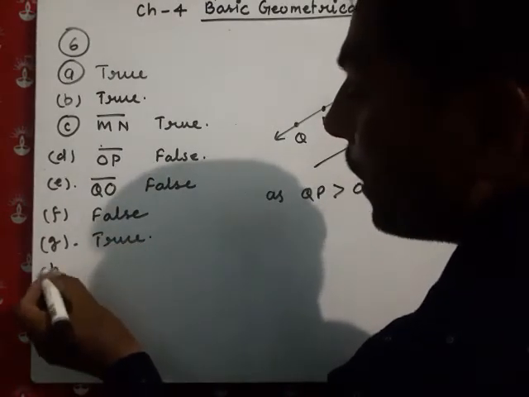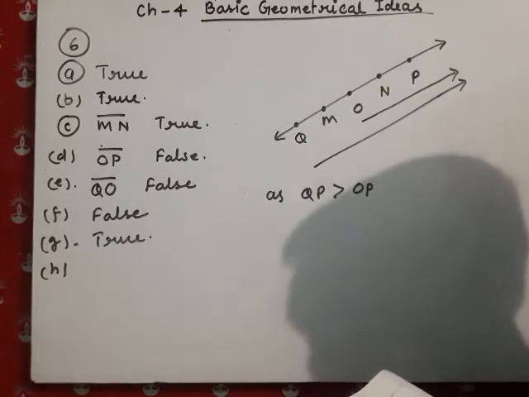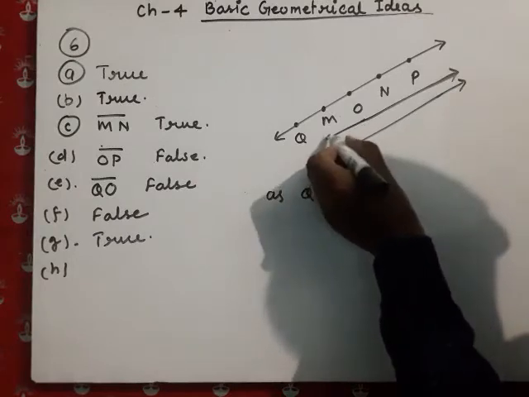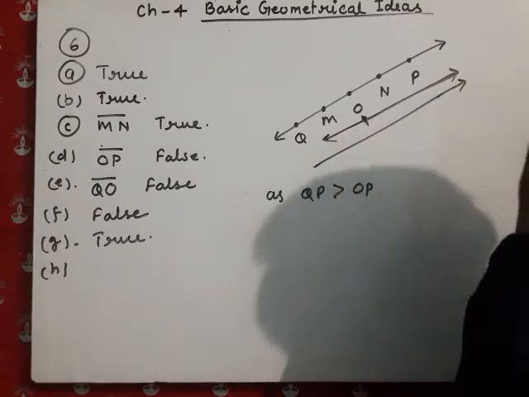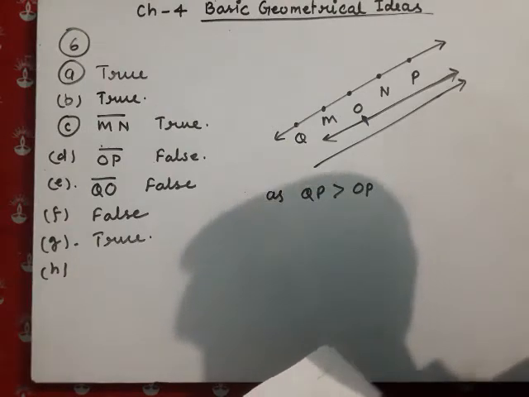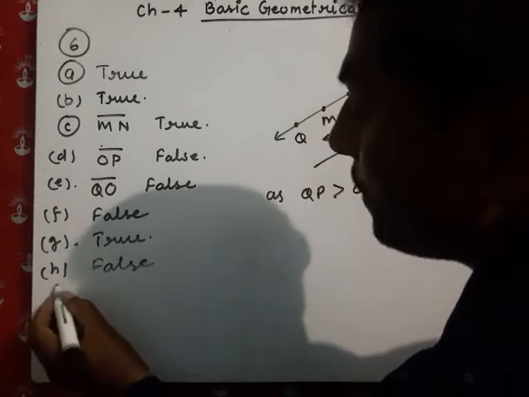Now going to the H part. The H part question is asking whether ray OP is the same as ray OM. Ray OP goes in this direction, ray OM goes in this direction from here. So they are not the same. So it is false.